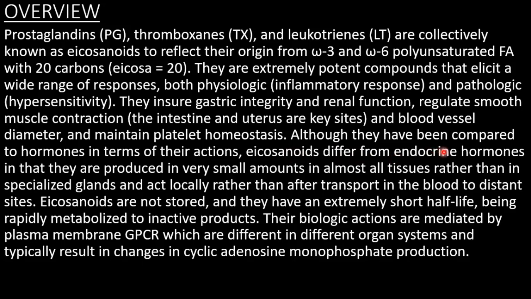eicosanoids differ from endocrine hormones in that they are produced in very small amounts, virtually in all tissues, rather than in specialized glands like in the hormones. They also act locally rather than being transported in blood to distant sites. Also, they are not stored. They are just like steroid hormones, but don't compare them to steroid hormones. They are not stored, and they have an extremely short half-life, being rapidly metabolized to inactive products.